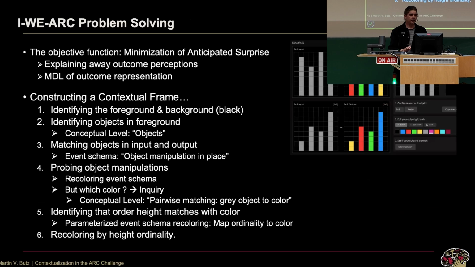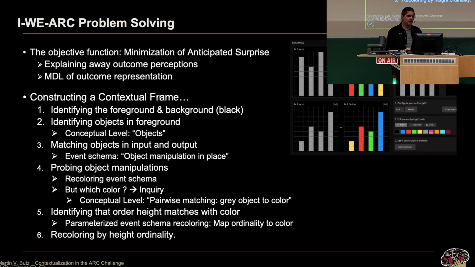So really, when I'm solving this task, I would claim that the objective function is minimizing anticipated surprise. That essentially means I want to explain away outcome perceptions. I want to minimize the surprise of these colored bars. That's my goal, my task here in this ARC task, and it's as good as I can express it in words. So I want to minimize the description length of these outcome representations, in some form, some surprise measure of the presentation, on the pixel space or another one.